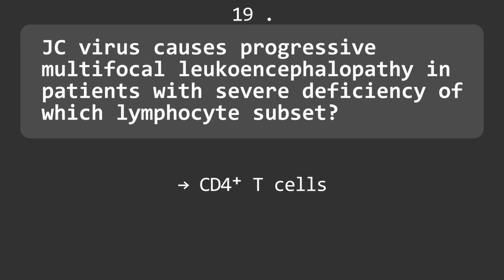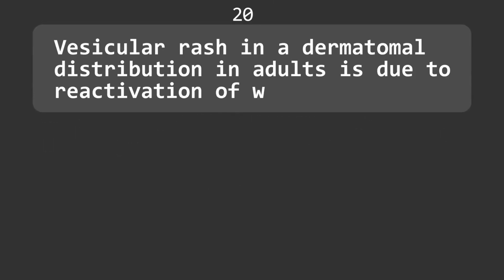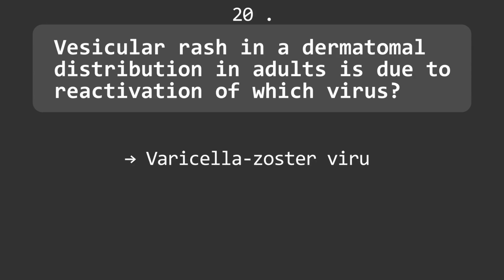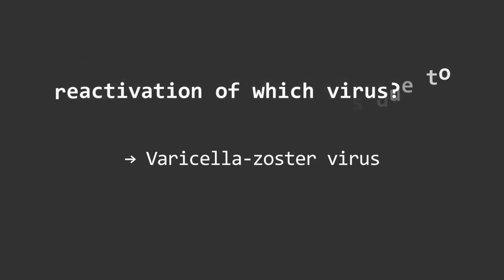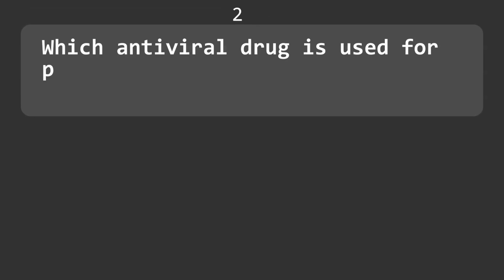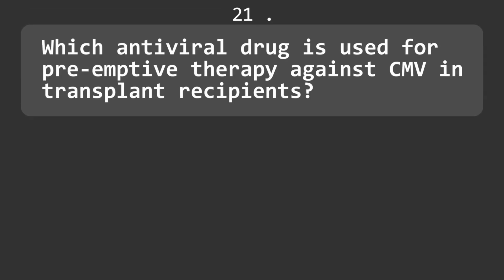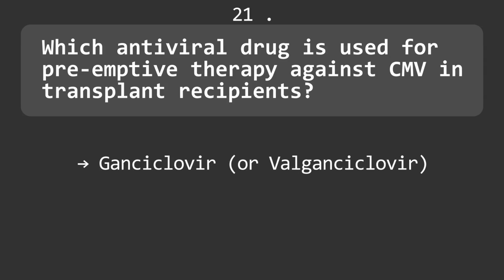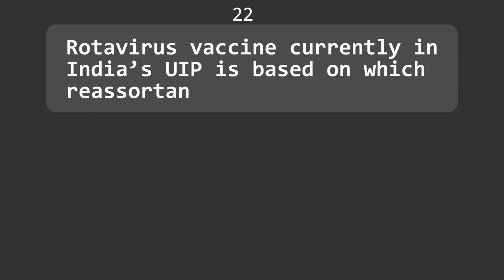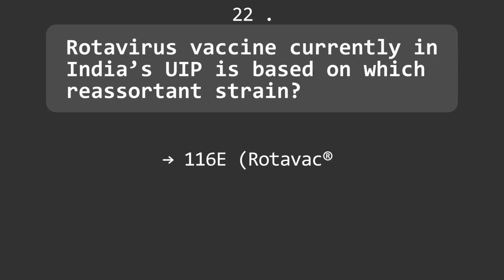CD4 plus T cells. The vesicular rash in a dermatomal distribution in adults is due to reactivation of which virus? Varicella zoster virus. Which antiviral drug is used for preemptive therapy against CMV in transplant recipients? Ganciclovir or valganciclovir. Rotavirus vaccine currently in India's UIP is based on which reassortant strain? 116E, Rotavac.